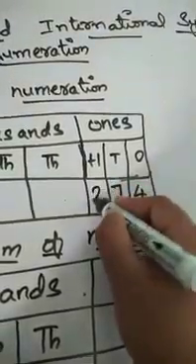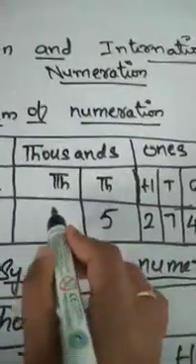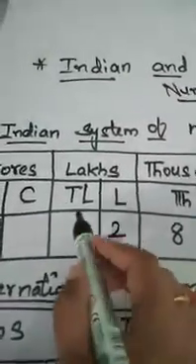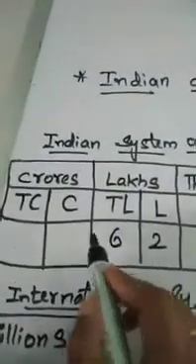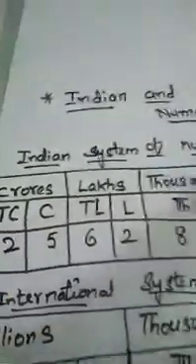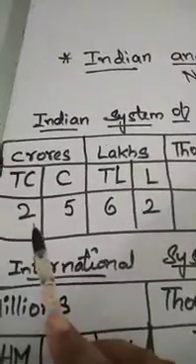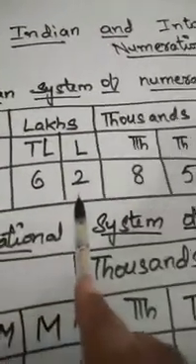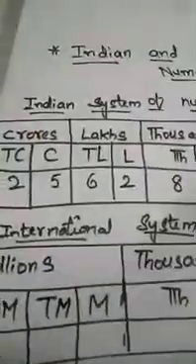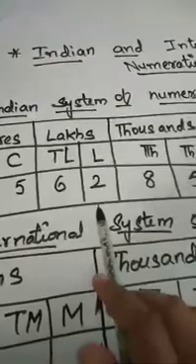7, 2, 5, 8. In lakhs, 2, 10 lakhs, 6, 5 in crore place. Next 2. So if we read this, we read 25 crore 62 lakh 85,274. We read and we write in the same way.